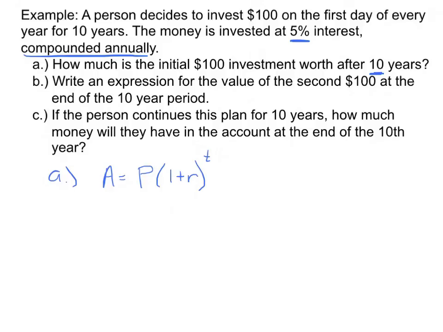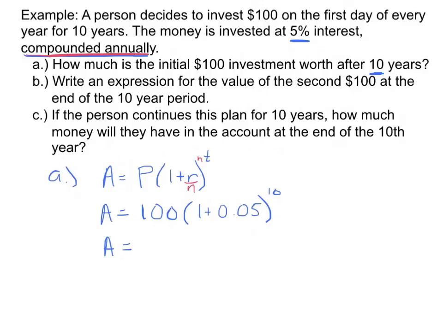There was another version of the formula that was (1 + r/n) raised to the nt power. That's if it's compounded n times per year. This one says you're compounding annually, so that's just going to be left as 1. So in this case, the amount that you'll have will be the principal, that's $100, times 1 plus the interest rate, that's 0.05, raised to the time power, so it's raised to the 10th power.